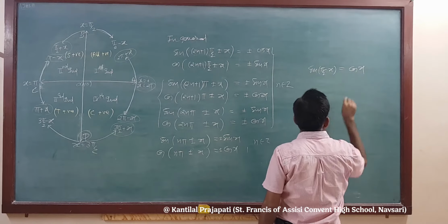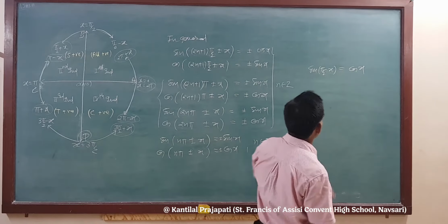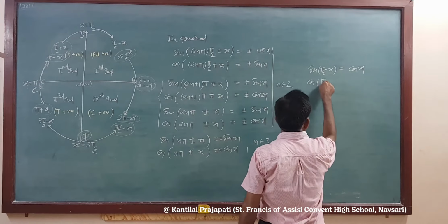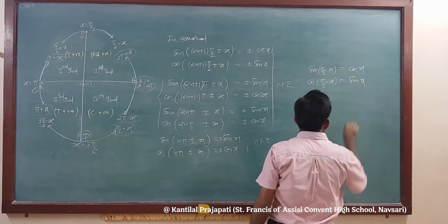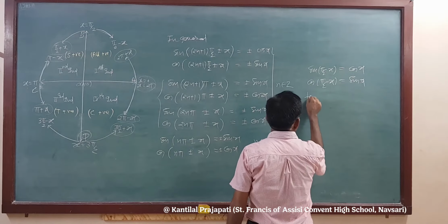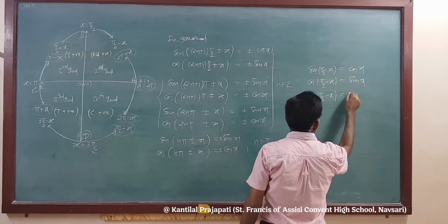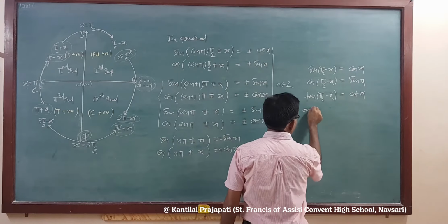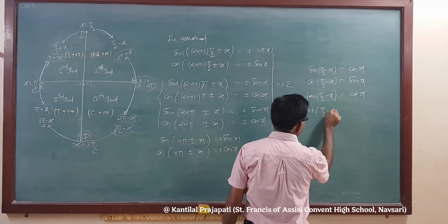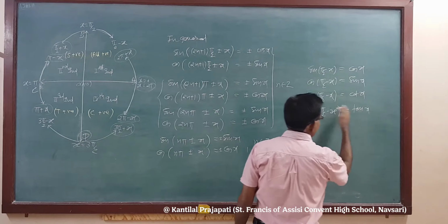Cos x. All right, at pi by 2 the function will be changed, sin to cos. Cos of pi by 2 minus x will be what? Sin x. Then tan of pi by 2 minus x will be cot x. Tan will be changed to cot. Cot of pi by 2 minus x will be what? Tan x. Cot will be changed to tan.